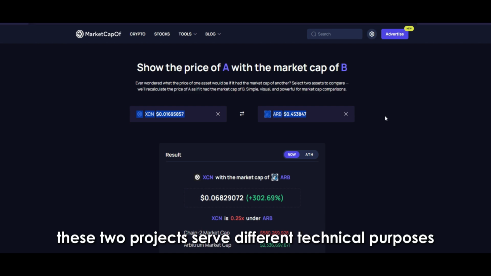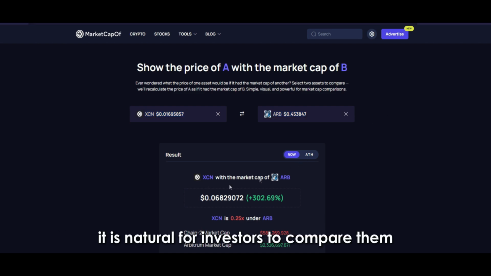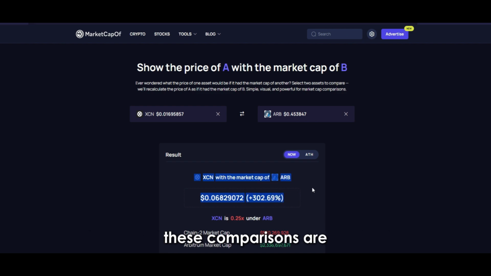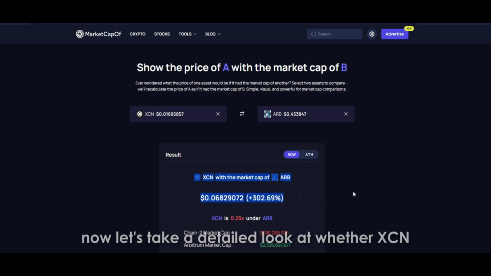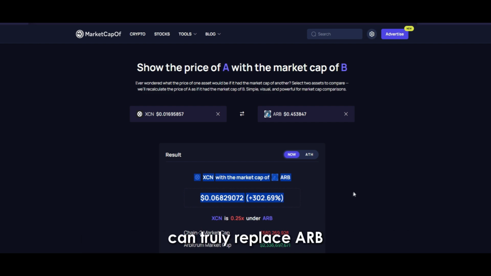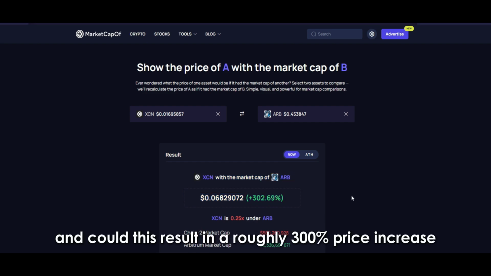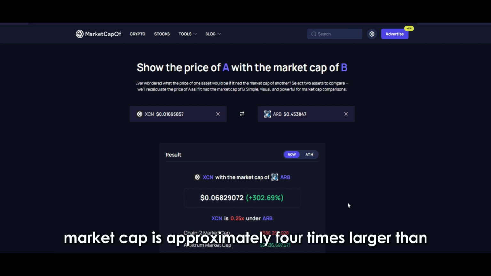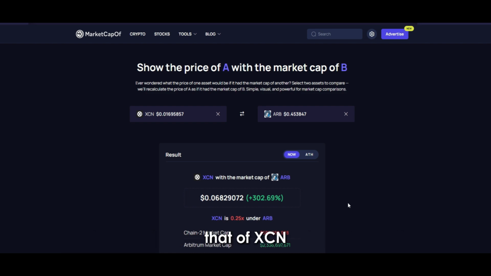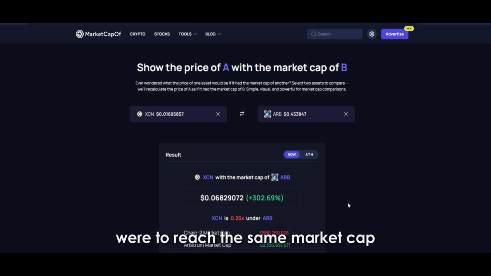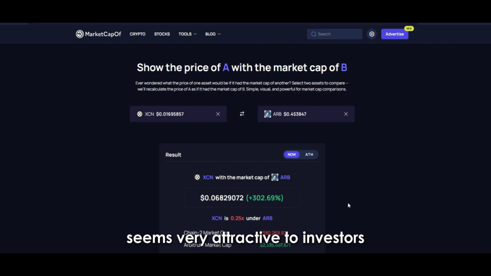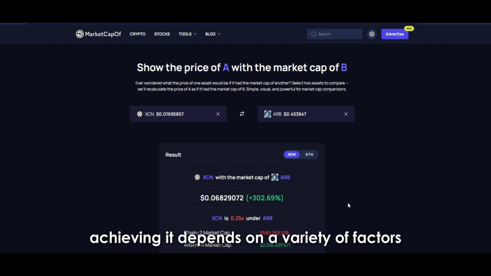Although these two projects serve different technical purposes, it is natural for investors to compare them in terms of market cap and growth potential. These comparisons are important for understanding potential returns. Now let's take a detailed look at whether XCN can truly replace ARB, and could this result in a roughly 300% price increase? Numerically speaking, ARB's current market cap is approximately 4 times larger than that of XCN. This means that if XCN were to reach the same market cap, its price would need to increase by about 300% or 4x.